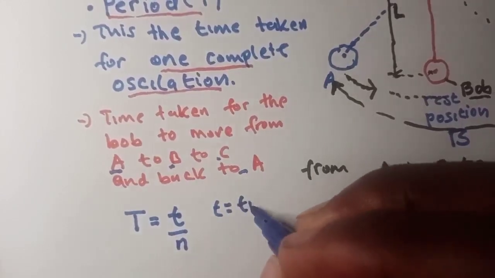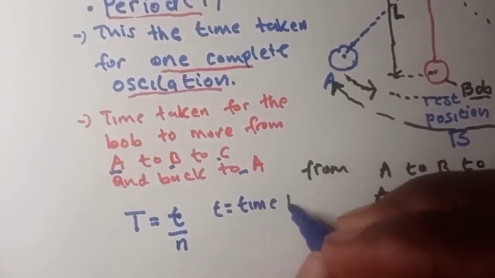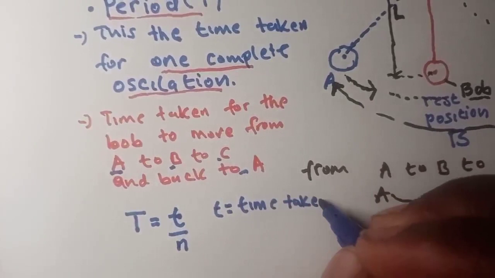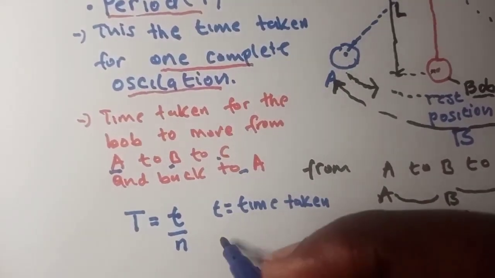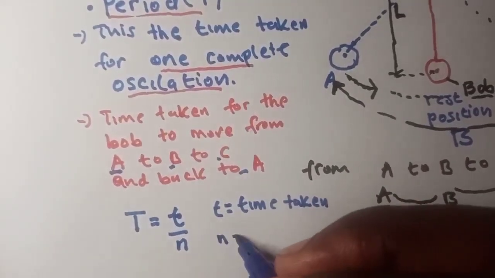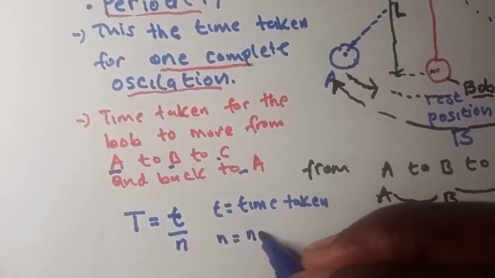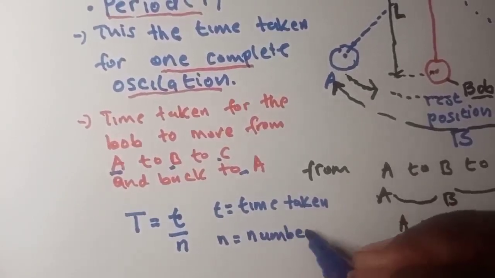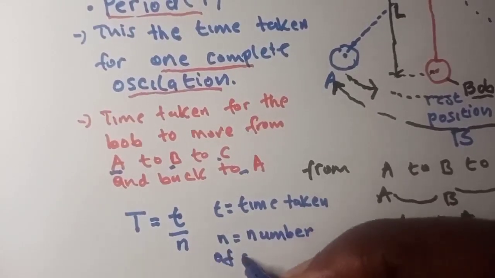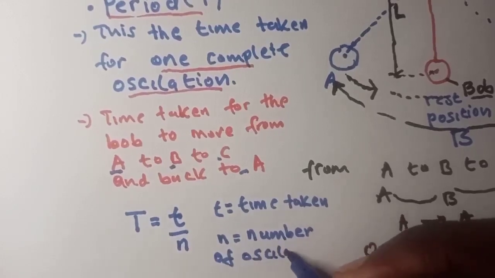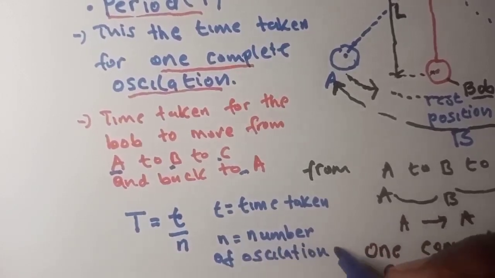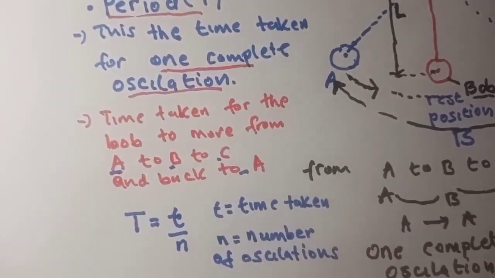Okay, time taken. Then n simply means the number of oscillations. Okay, that is what it means.